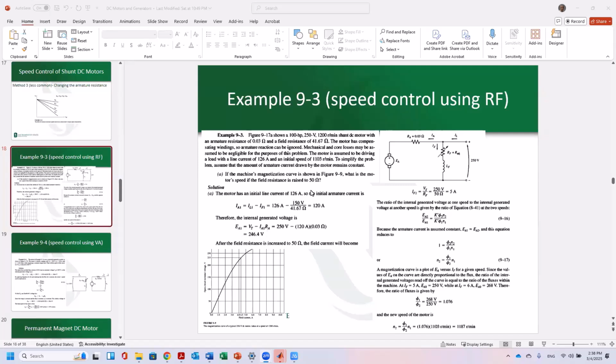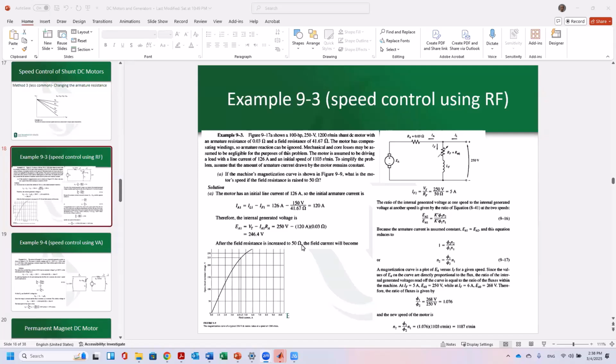So in the second condition of the problem, where we're going to raise the resistance from 41.67 to 50 ohms, this EA will also remain constant. So let's keep that in mind. All right, now we go to the second condition of the problem.